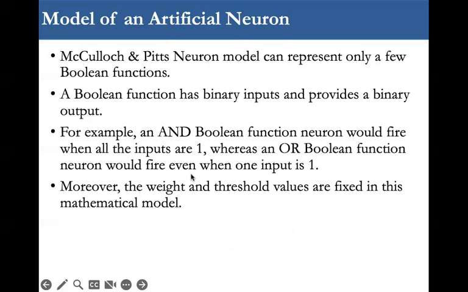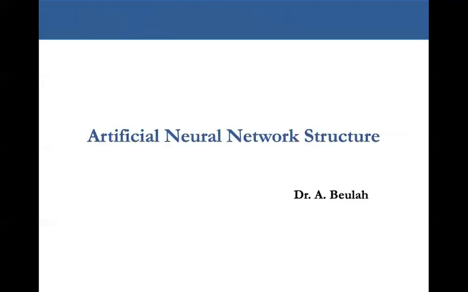So when you consider this artificial neuron, it can represent only a few Boolean functions. A Boolean function will have binary input and provides a binary output. For example, when you consider an AND Boolean function, it would fire when all the inputs are 1. The weight and the threshold values won't be changed in the mathematical model. Now we'll learn about the artificial neural network structure.